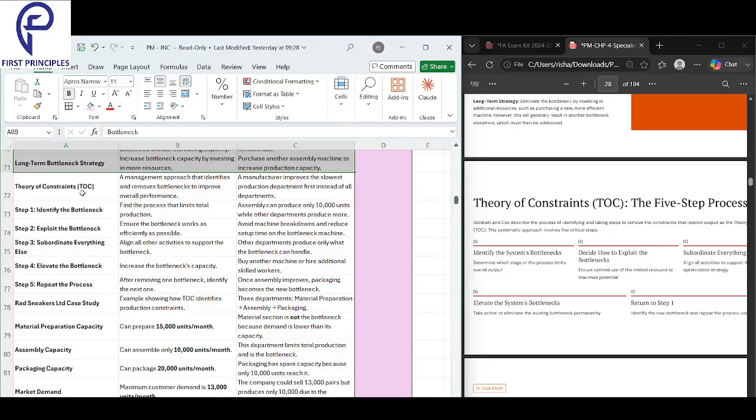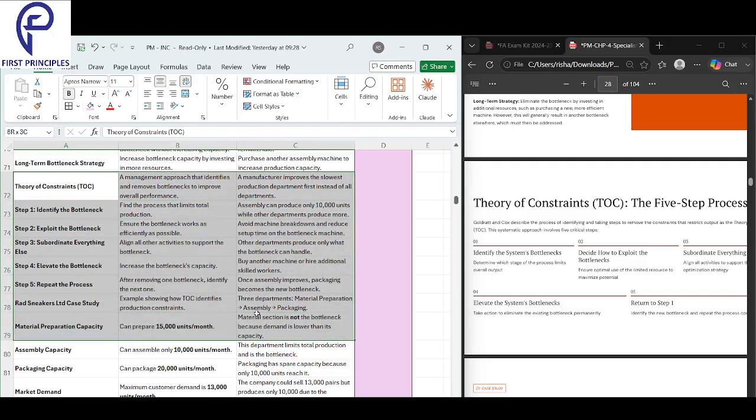Next, we look into the theory of constraints. What about the theory of constraints? It is a management approach that identifies and removes the bottleneck to improve the overall performance. So, theory of constraints is removing the bottleneck only. A manufacturer improves the slowest production department first instead of all the departments. So, you're directly attacking and trying to improve on the constraints.